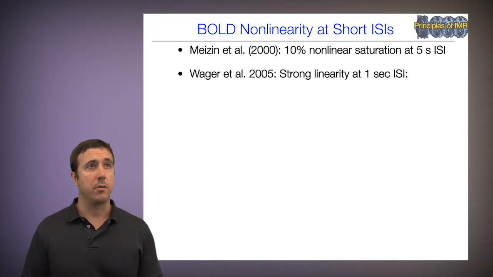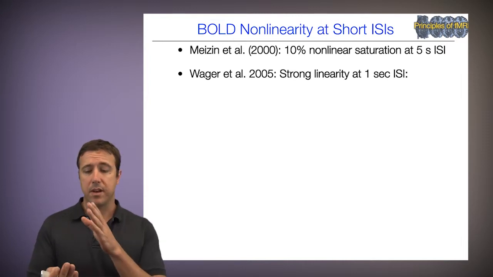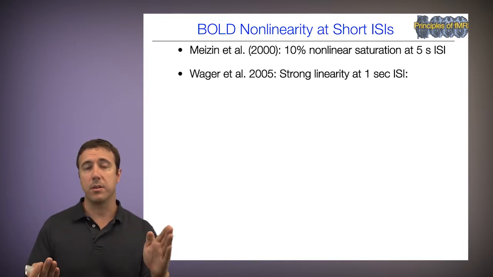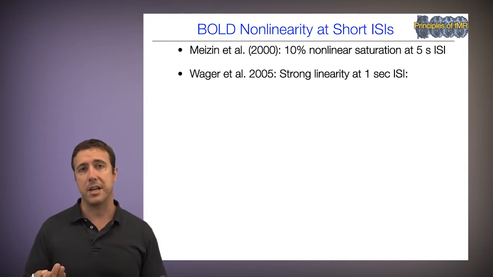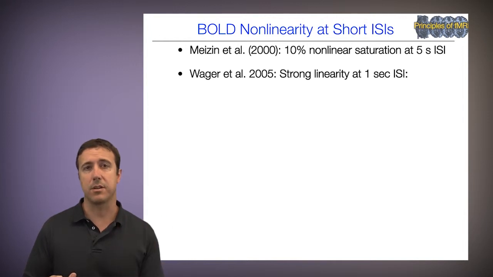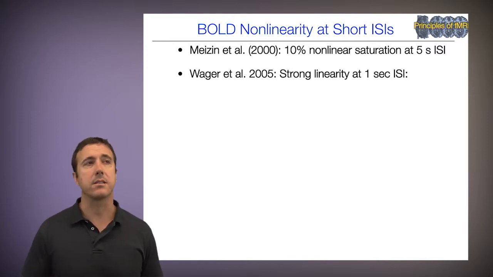So Miezin et al. and Randy Buckner showed that if you present events of the same type 5 seconds apart, the response to the second event is 10% smaller. That's a nonlinear saturation effect that's due to a combination of neural and vascular factors. Either way, they're not things that we can account for when we do the GLM very easily.